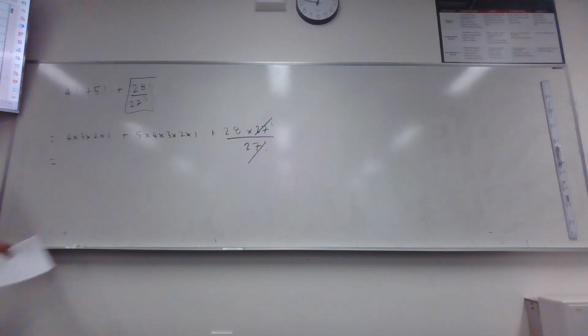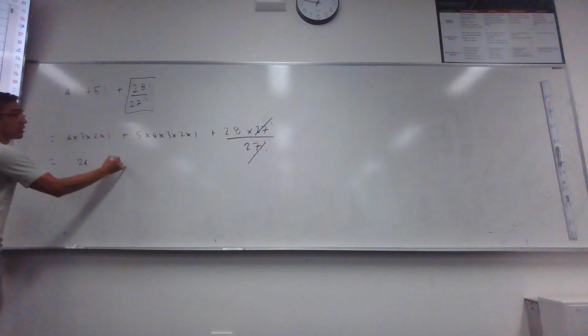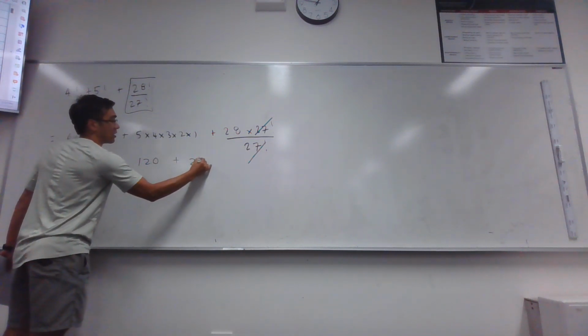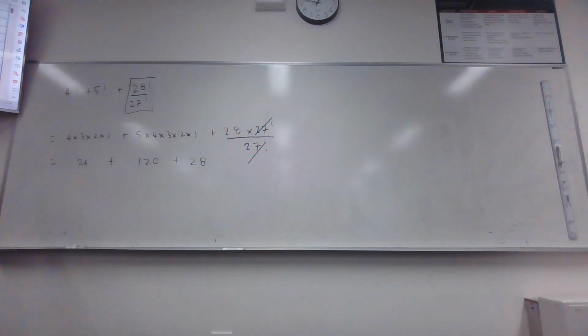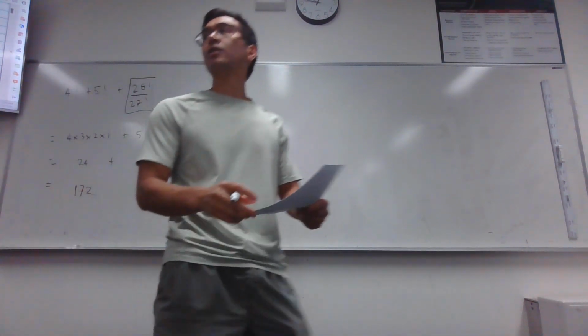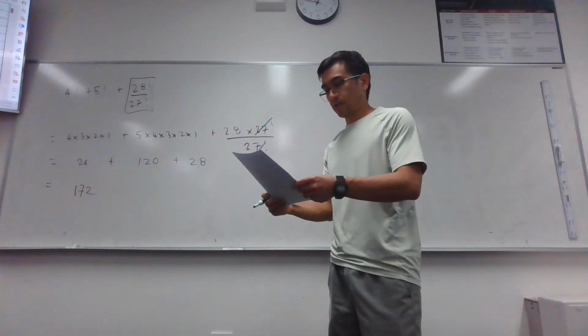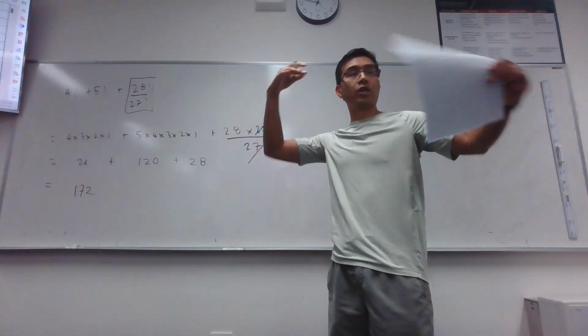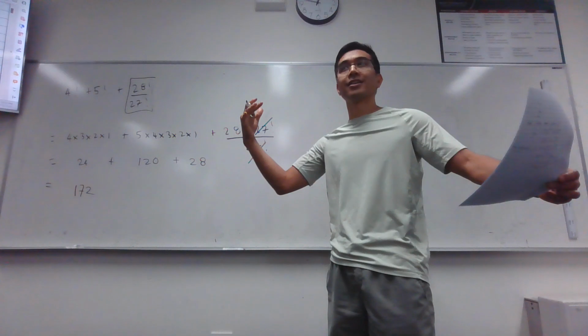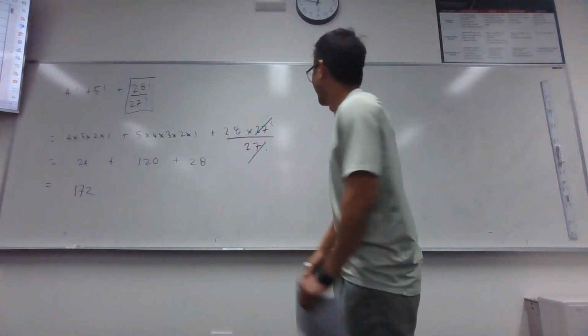4, 3, 2, 1 is? 24. So 120. And then 28. Put them all together. What do you get? That's 172. Okay. Are we good? Are we at peace with factorials? Yes? Because it gets harder.